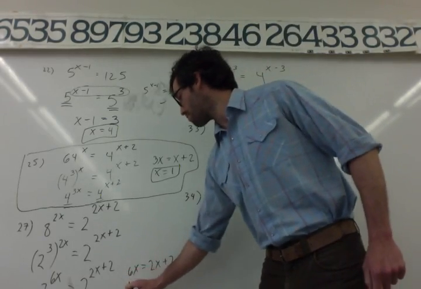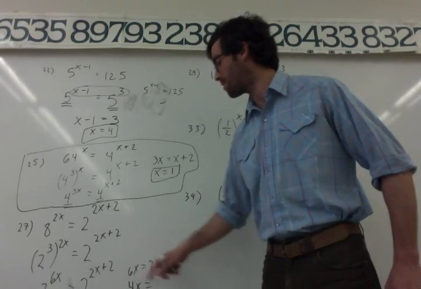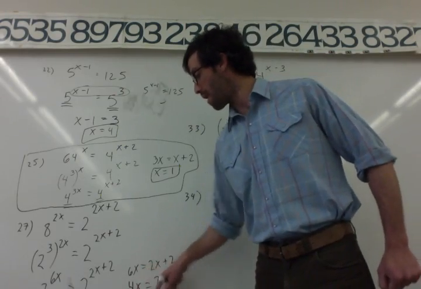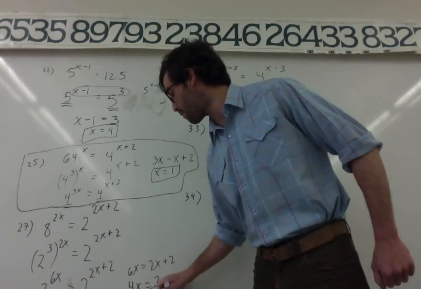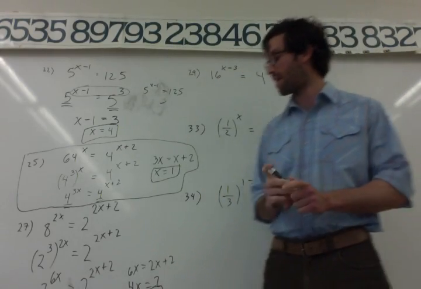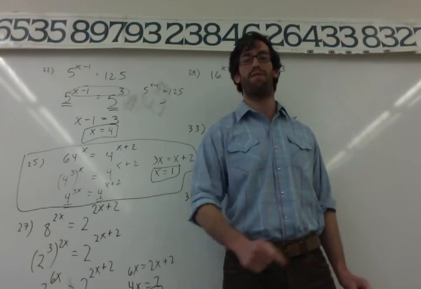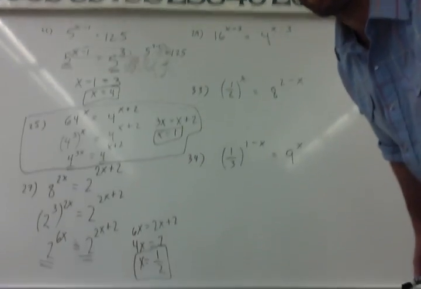So I'll do it a little slower. 4x, we take away 2x, equals 2. Divide by 4. 2 divided by 4 is 1/2. Okay? Be careful with that. It's not 2, it's 1/2. You're always dividing by the x coefficient.